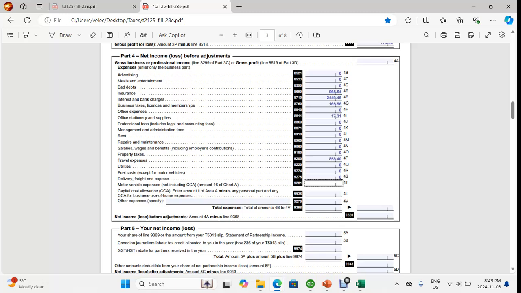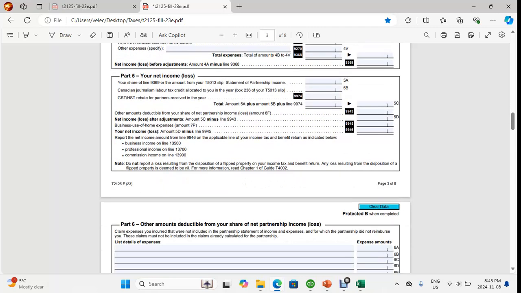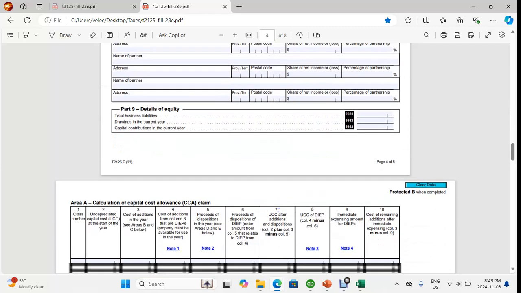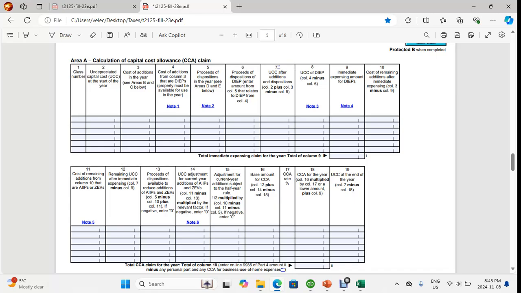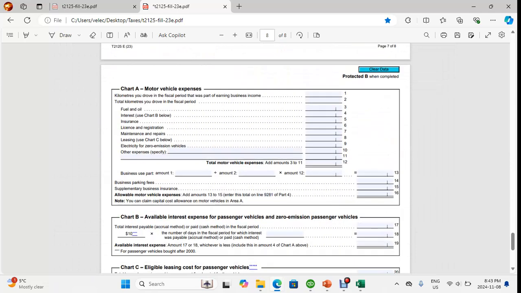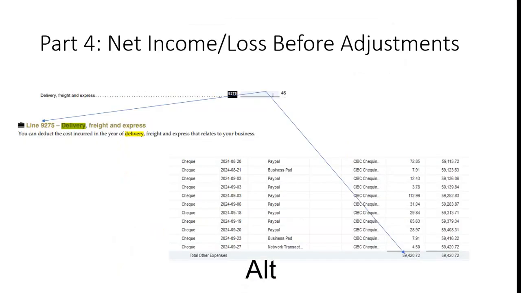Okay? Next you have 4T. This is your motor vehicle expenses not including CCA. You can find this amount in box 16 of chart A. So we'll scroll further down to chart A, and you're looking at box 16. This is your chart A, motor vehicle expenses. You're looking for box 16.